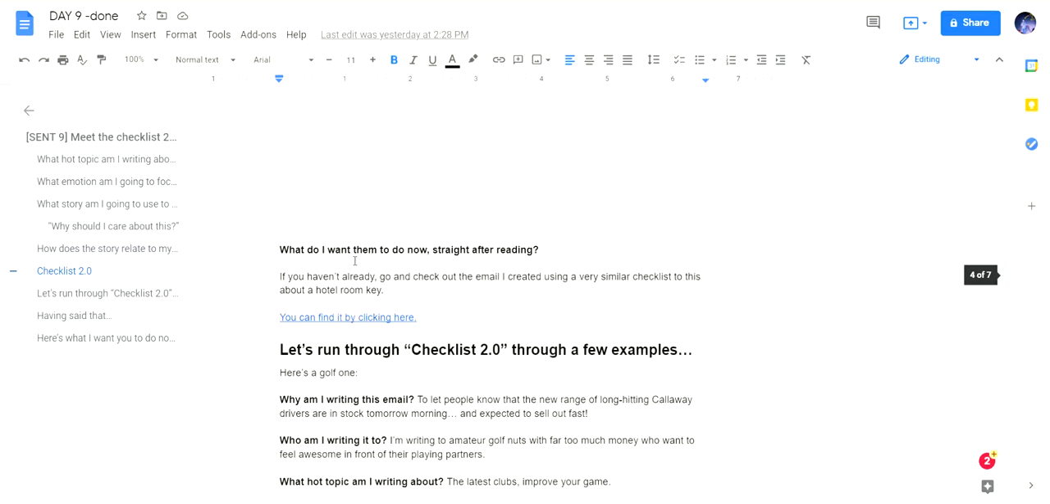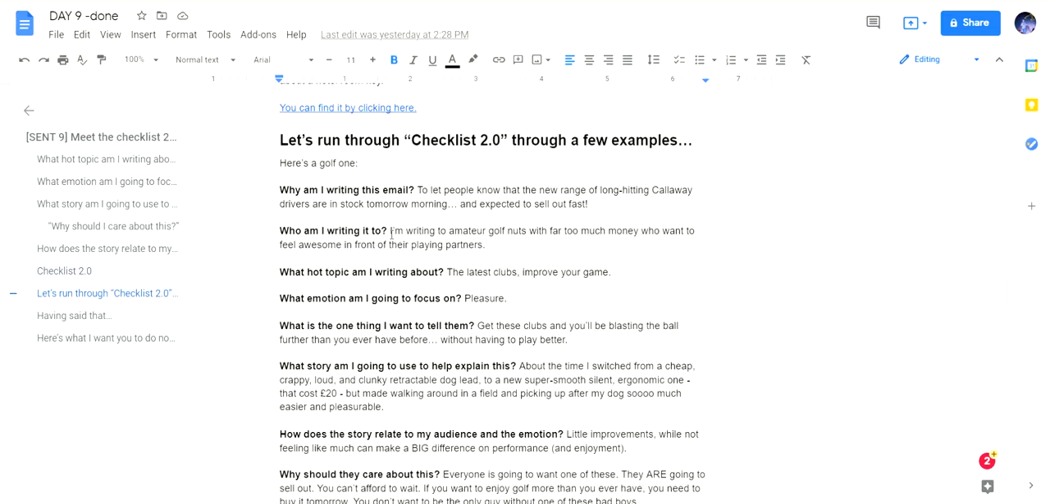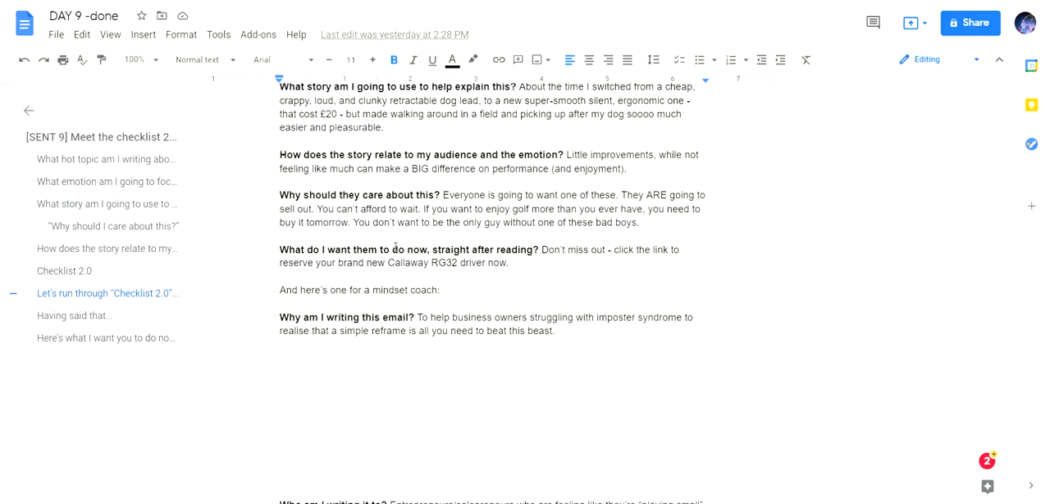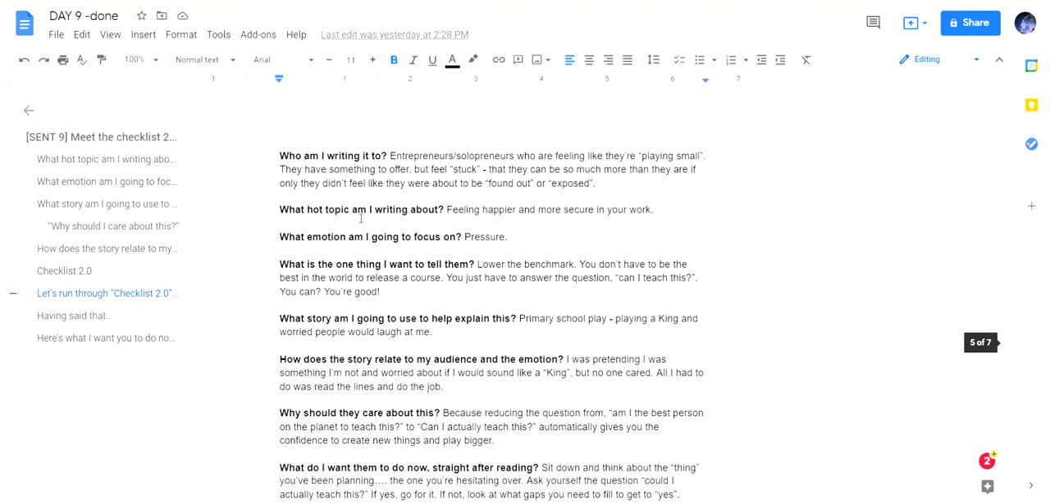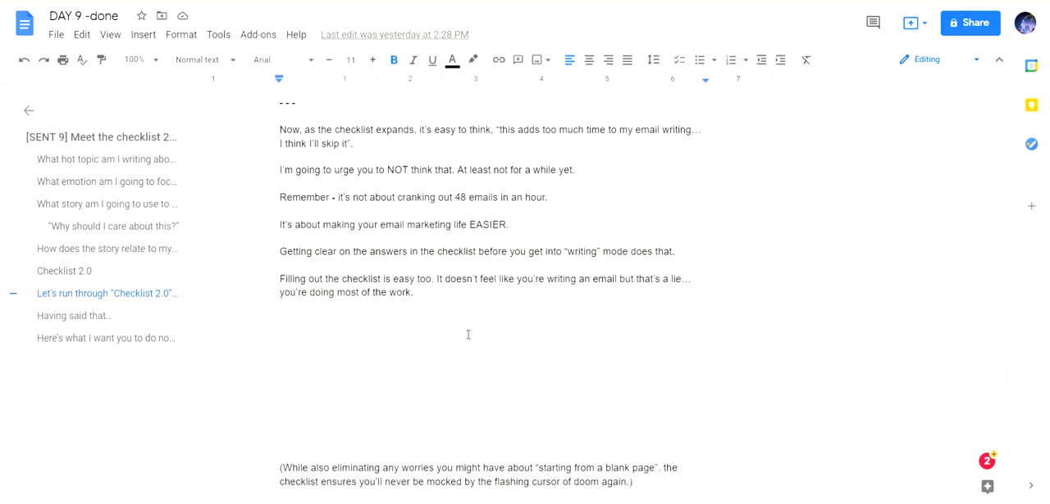So this is the checklist, and just a really simple lesson today. It's already stuff we've covered. So this is just a really simple day. Here's a couple of examples about a golf marketer and also a mindset coach, just to give you some examples of how to use this. But really, it's just about making your job easier.